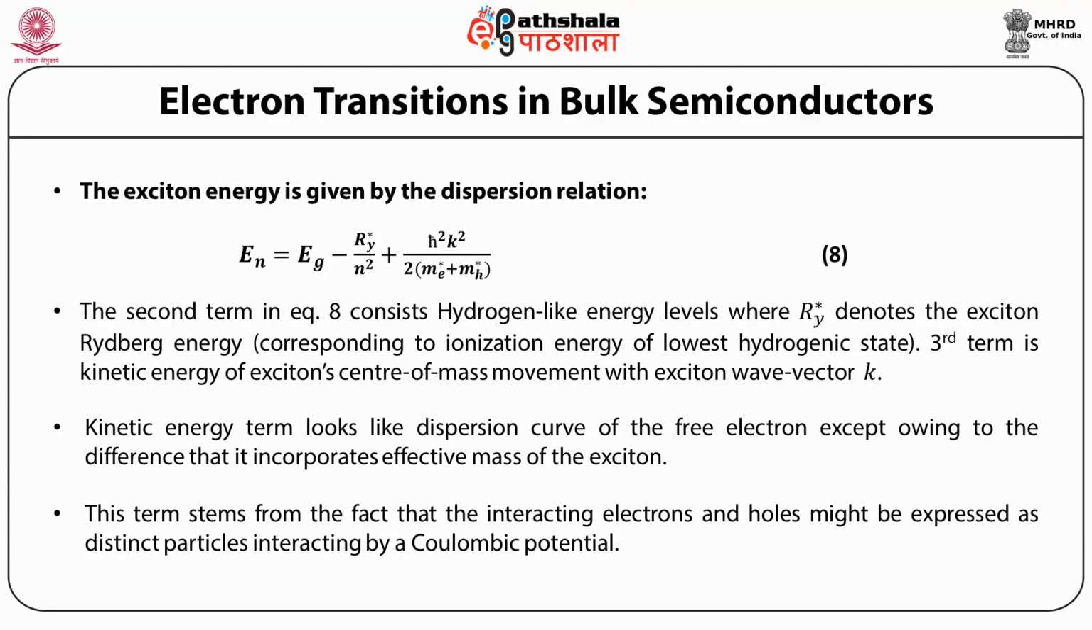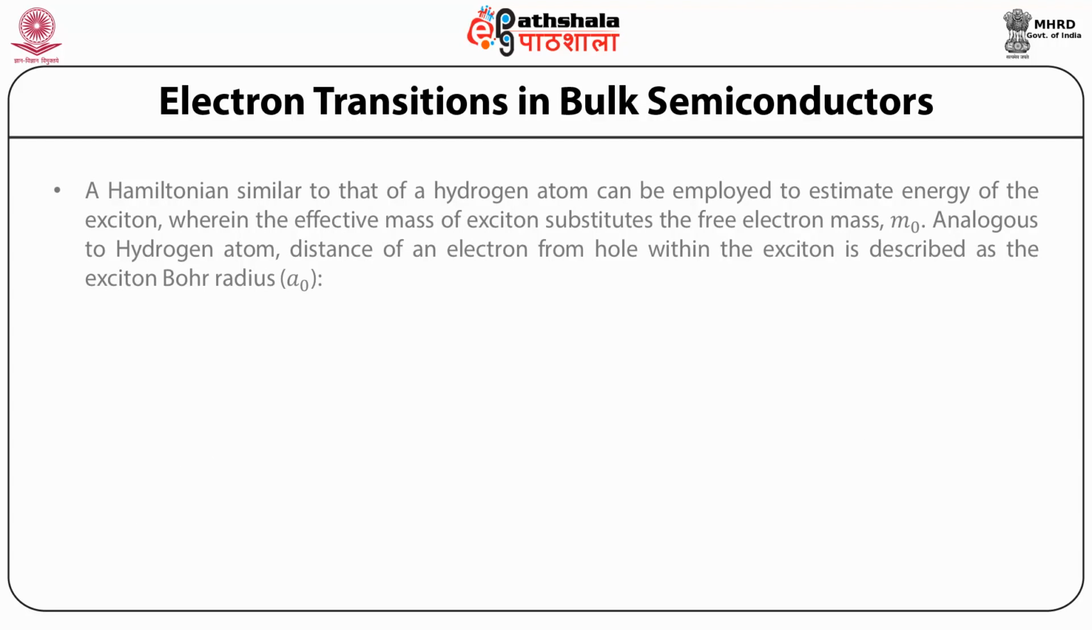This term stems from the fact that the interacting electrons and holes might be expressed as distinct particles interacting by a Coulombic potential. So a Hamiltonian, similar to that of the hydrogen atom, can be employed to estimate the energy of the exciton, wherein the effective mass of the exciton substitutes the free electron mass m0.